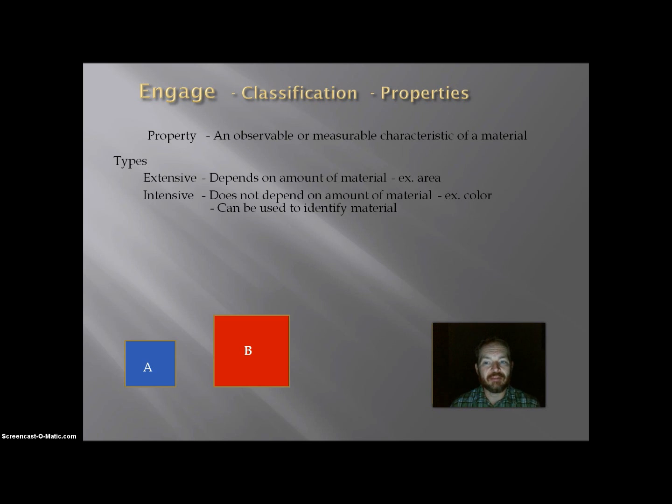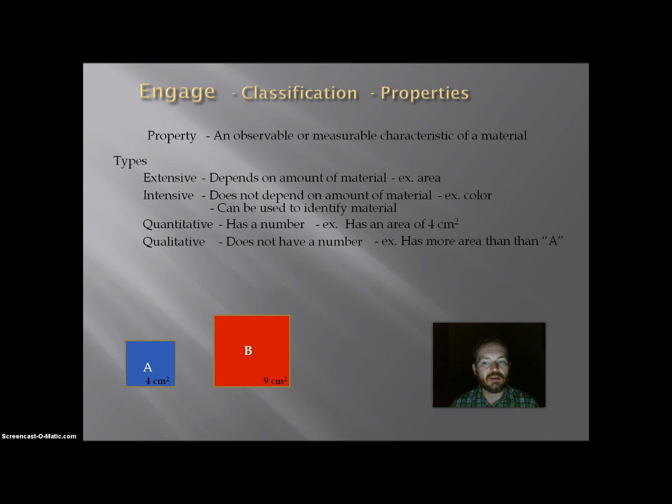The second distinction between types of properties is that properties can be quantitative or qualitative. If something is quantitative, there is a number attached to it. We can look at area quantitatively by saying that object A has an area of 4 centimeters squared. If something is qualitative, it does not have a number. We can do the same thing for area without using numbers by saying that B has more area than A. That is a qualitative representation of area.